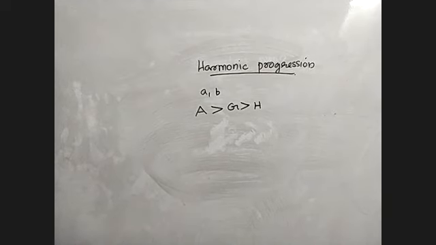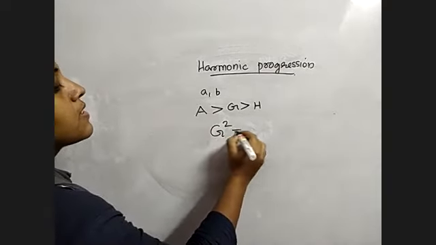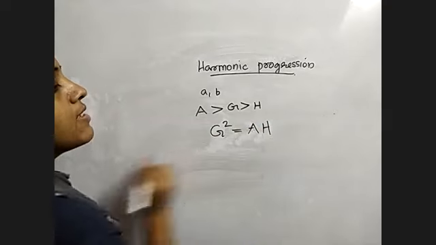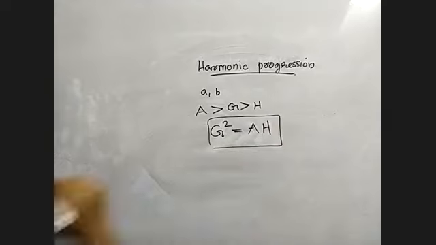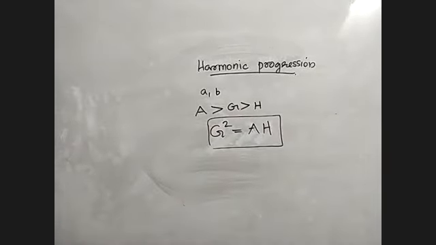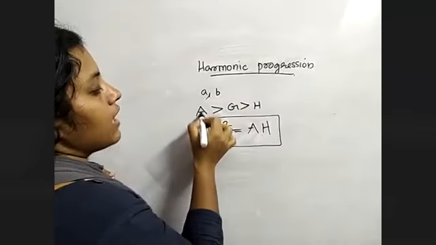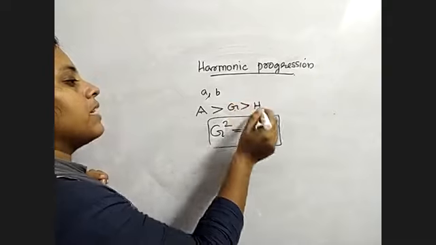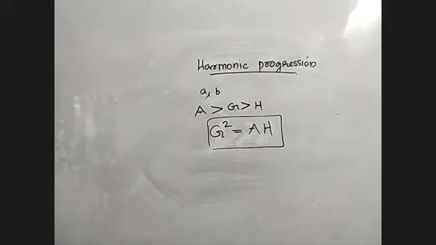And what is the relation between them? Relation between them is G square is equal to A into H. Very simple questions are asked based on this formula. They'll give any two and you'll be asked to find the third one. So if A and B are two numbers, then arithmetic mean is greater than geometric mean greater than harmonic mean, and geometric mean square is equal to arithmetic mean into harmonic mean.